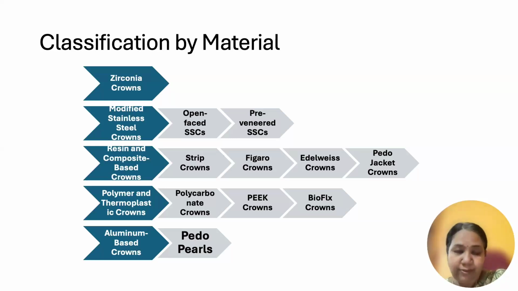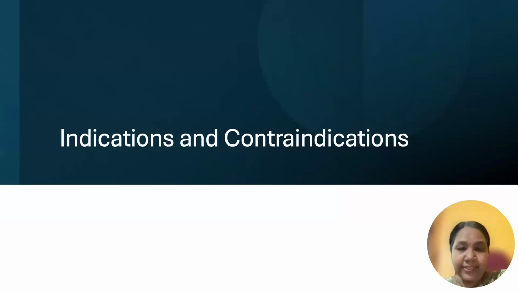So now we have looked at the reason for aesthetics, why we have to aesthetically restore teeth, the aesthetic restorations which are available, and the classification of different aesthetic crowns which are available. Next, we will move on to the indications and contraindications in general about aesthetic crowns. Then we will take each type of crown separately.